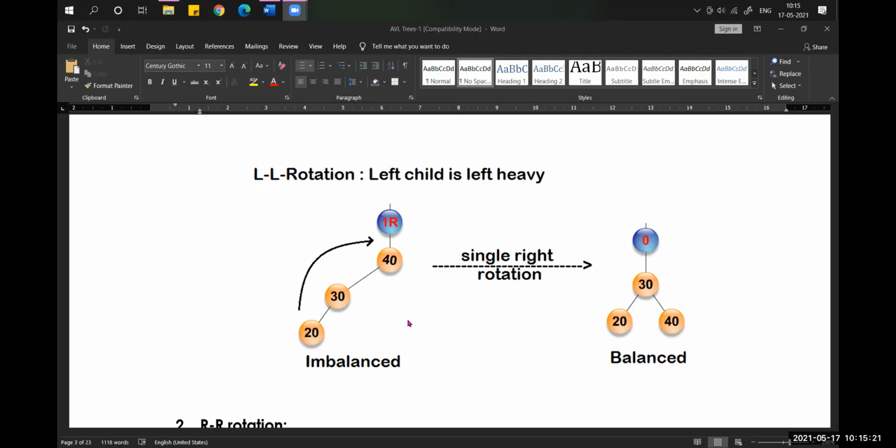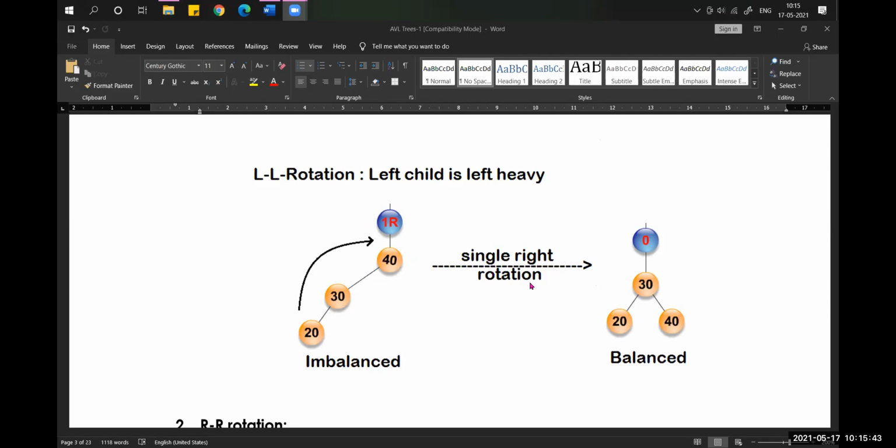This is just the resultant tree. So this is the imbalanced one. Why imbalanced? Because the balance factor of node 40 is -2. So we should not get -2 as the balance factor. That's why, what should we do?